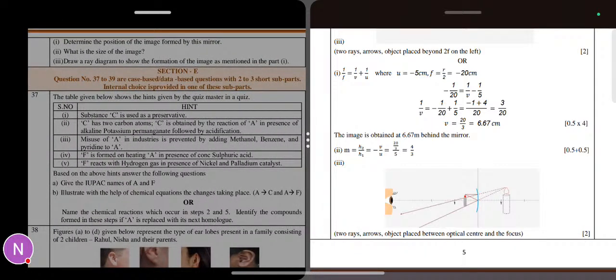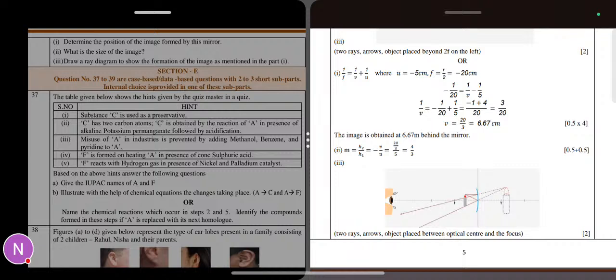The table below shows the hints given by the quiz master in a quiz. Substance C is used as a preservative. C has two carbon atoms. C is obtained by the reaction of A in presence of alkaline potassium permanganate followed by acidification. Third one says that misuse of A in industries is prevented by adding methanol, benzene, and pyridine to A.